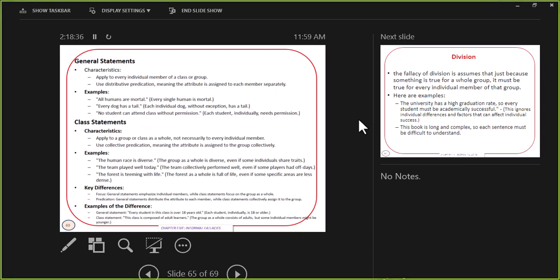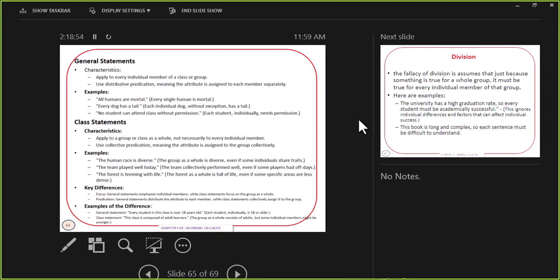No. The group as a whole is diverse, even if some individuals share traits. The team played well. The team collectively performed well, even if some players had off days. The force is teeming with life, right?